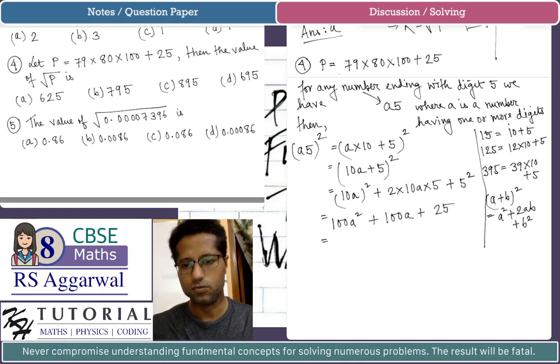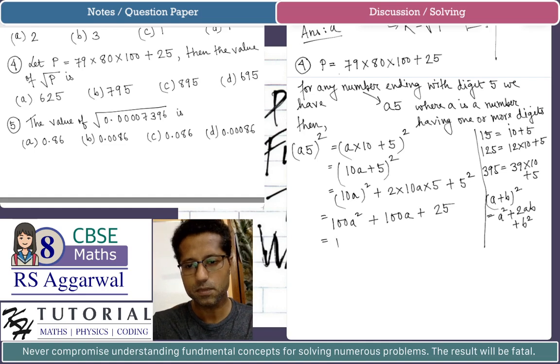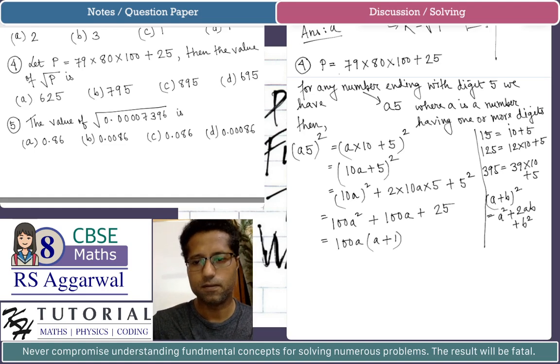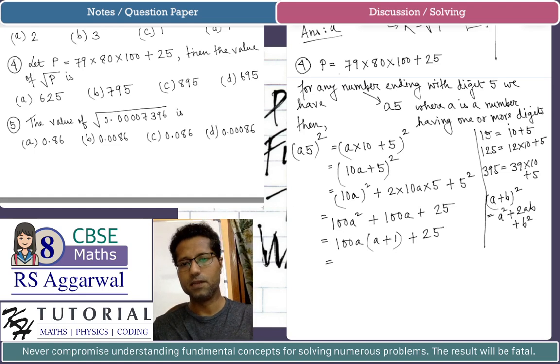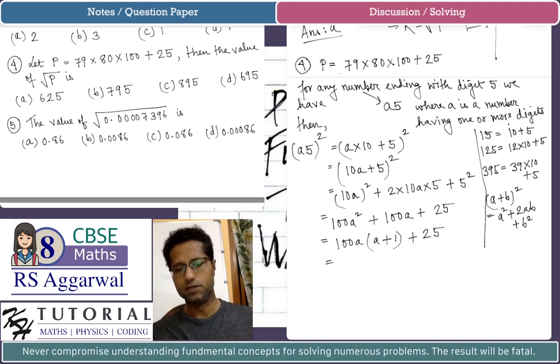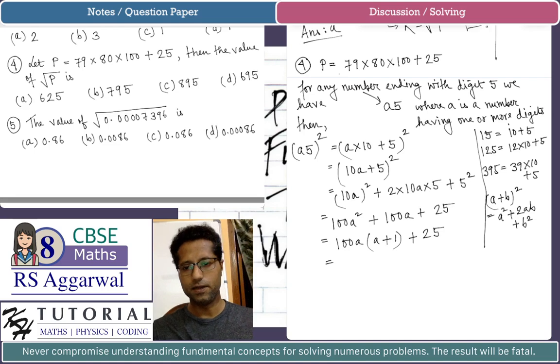Now if I take 100A common from the first two terms, I get 100A times (A plus 1) plus 25. Now you can see that any number ending with the digit 5, any number of the form A5, where the number A can have one or more digits, its square will be 100 into A into (A plus 1) plus 25.